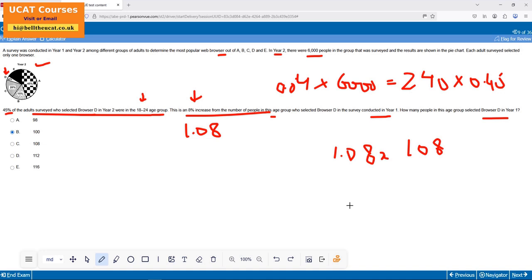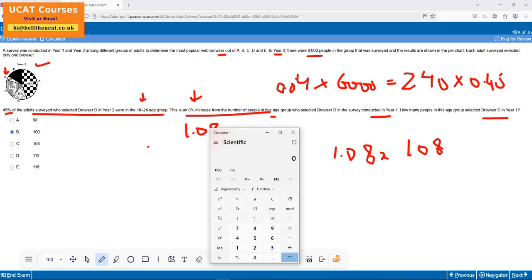That is not how UCAT needs to be done. So what's the speedy way? Well, all I did here was just multiplication. I'm not bothered about my working. 45 times 4 times 6,000. Whatever I got, divide by 1.08. Consolidated learning. I'm not using a pen or paper. Everything is done in the brain. 100 is my answer.